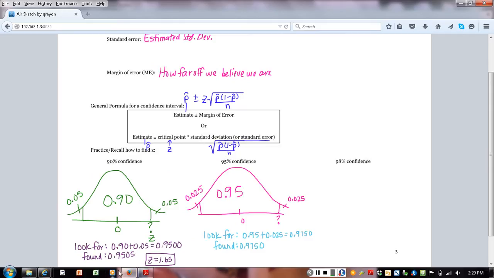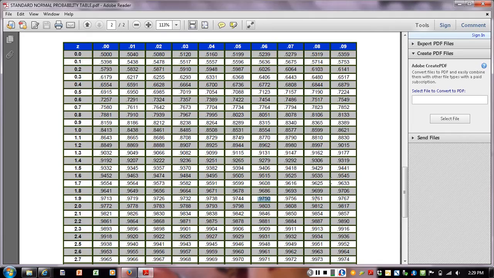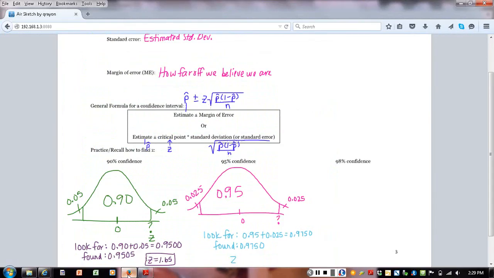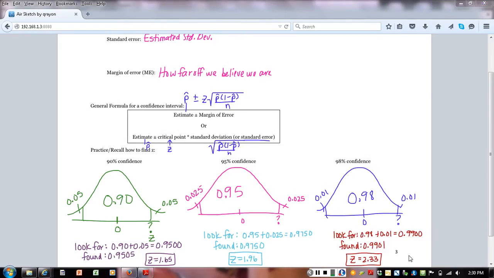Then using that to figure out what row and what column that occurs at, we get 1.96. This is a good time to try the third one, of 98% confidence, on your own. So pause the video here, have your z table, and see if you feel comfortable finding the z. Alright, so the z-score you should have found would have been 2.33, 98% in the middle, 1% on either side.